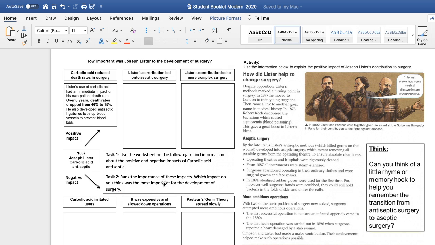Once you've finished, I want you to rank the importance of these impacts. Which impact do you think was the most important for the development of surgery? So do you think it was this one that was already done for you, that it reduced death rates, or that it led to aseptic surgery and more complex surgery? Just annotate which one you think and tell me why.